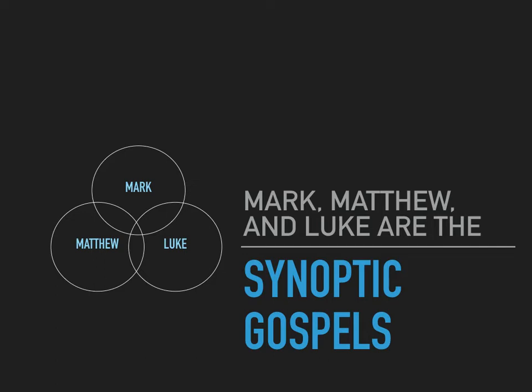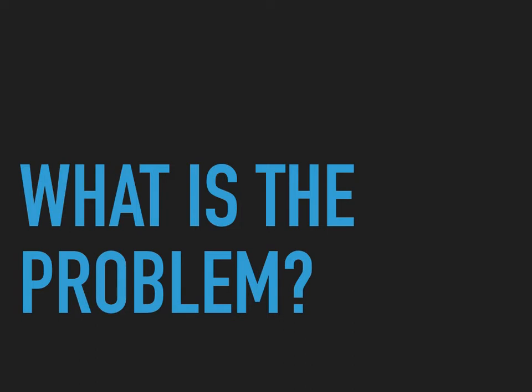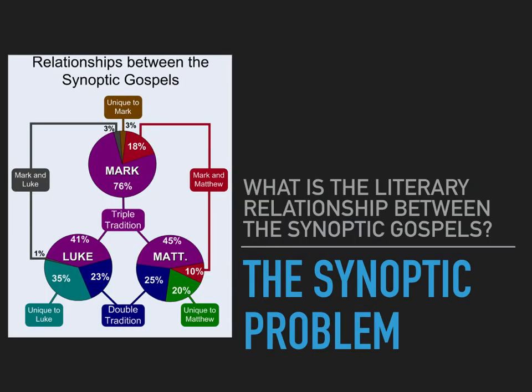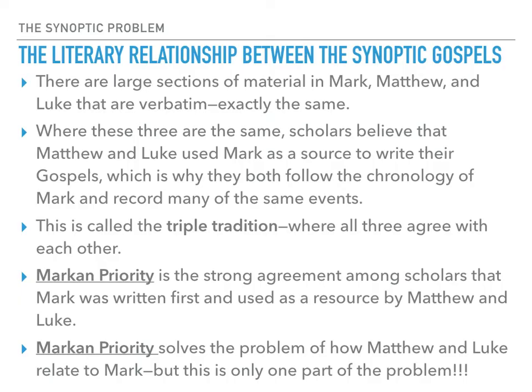And I created this little chart here of Matthew, Luke, and Mark to give you an idea of what we're going to be doing. So these are the synoptic gospels. And so what's the problem, right? What's the problem with the synoptic gospels? The problem is, what is the literary relationship between these gospels? And here is a pretty complex chart right now. We're going to get back to this at the end. But I do want to show you what this looks like because it's a pretty good chart.